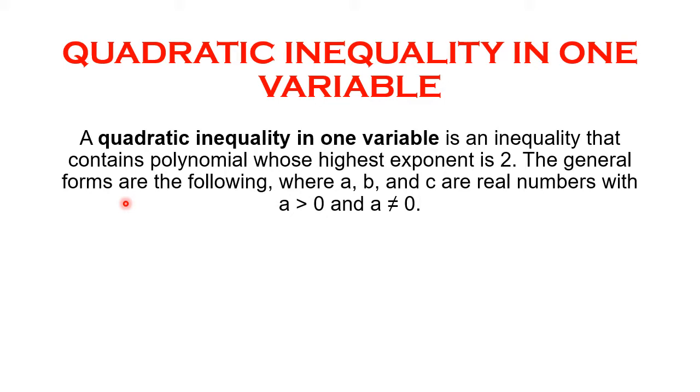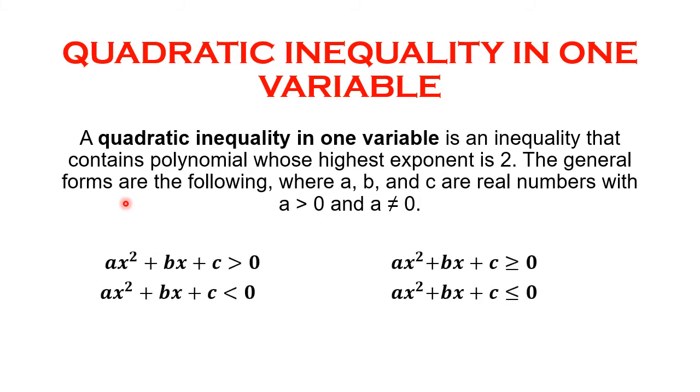So, the general forms are the following, where a, b, and c are real numbers with a is not equal to 0. Okay? So, these are the general forms of quadratic inequalities in one variable. So, we have ax squared plus bx plus c is greater than 0. ax squared plus bx plus c is less than 0. ax squared plus bx plus c is greater than or equal to 0. And ax squared plus bx plus c is less than or equal to 0.